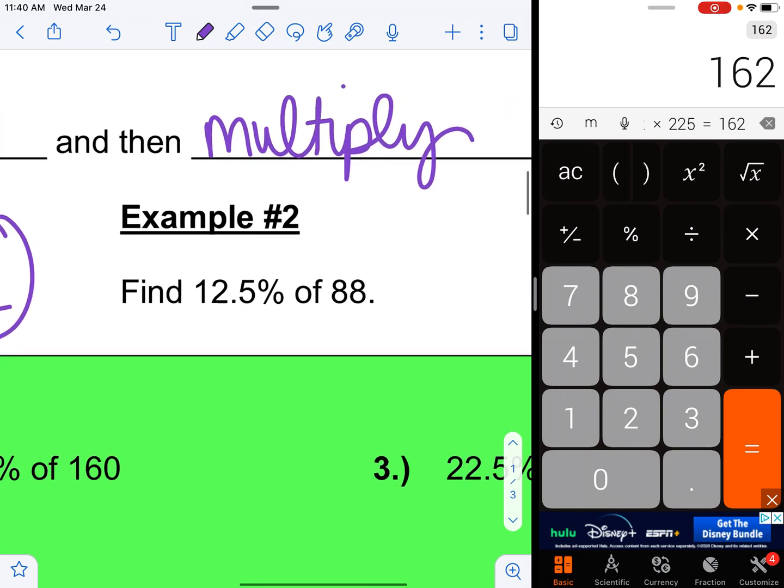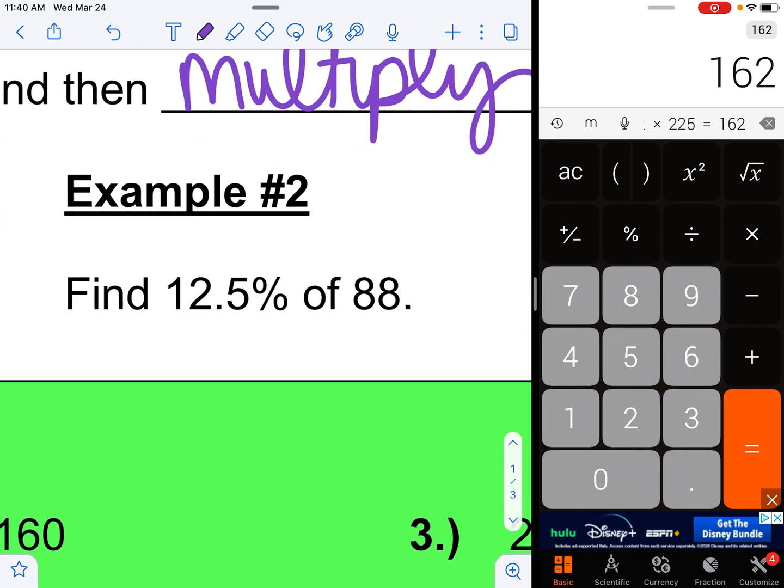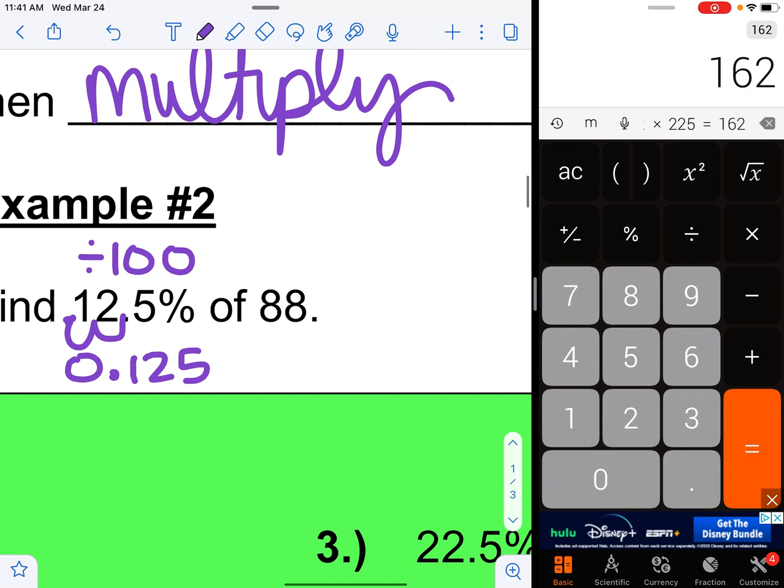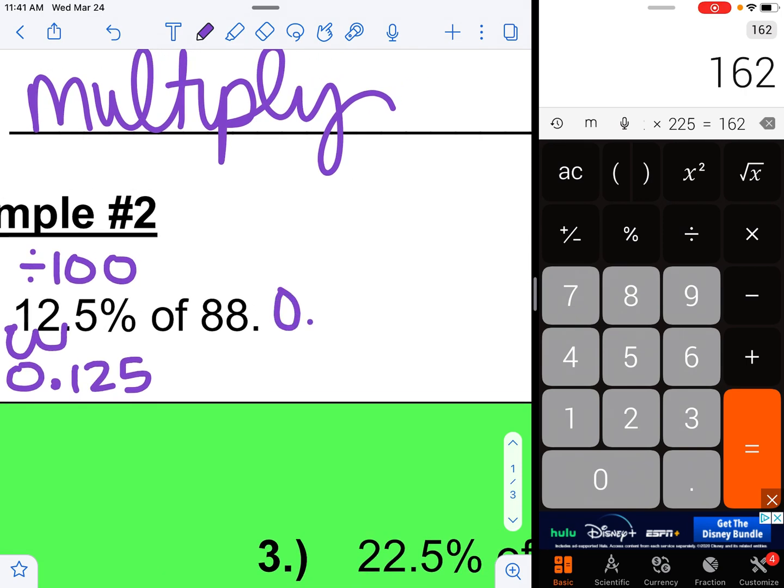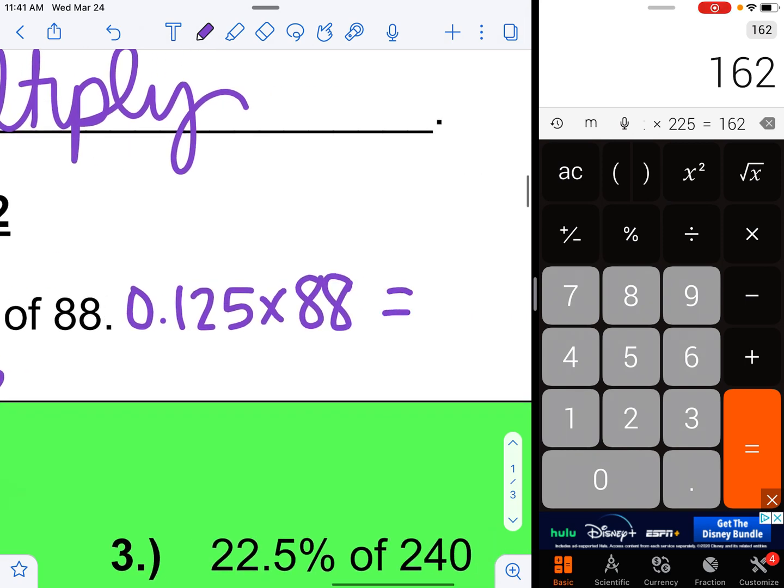Moving on to example 2. This time we have 12.5% of 88, sorry, not just 80, 88. So we need to change this percent to a decimal. And to do that again, we divide by 100, or we move our decimal point 2 places to the left. So here's our decimal point, let's move it, 1, 2. So we're really taking 0.125 of 88. So to do that, all we do is multiply 0.125 times 88 to get our answer.